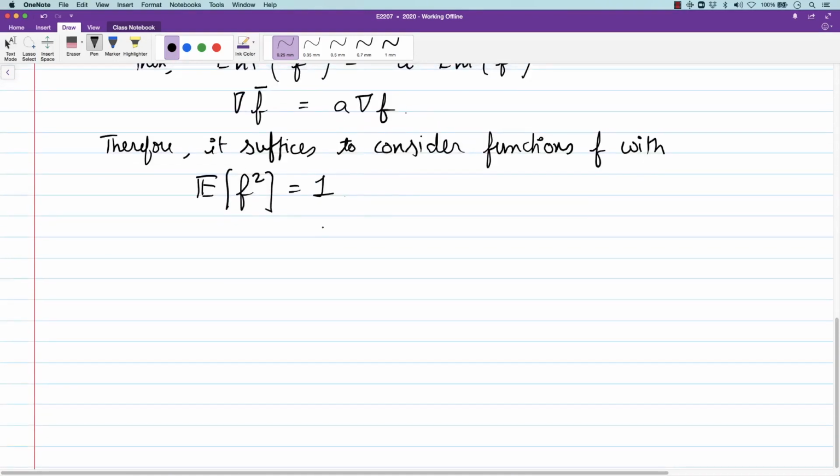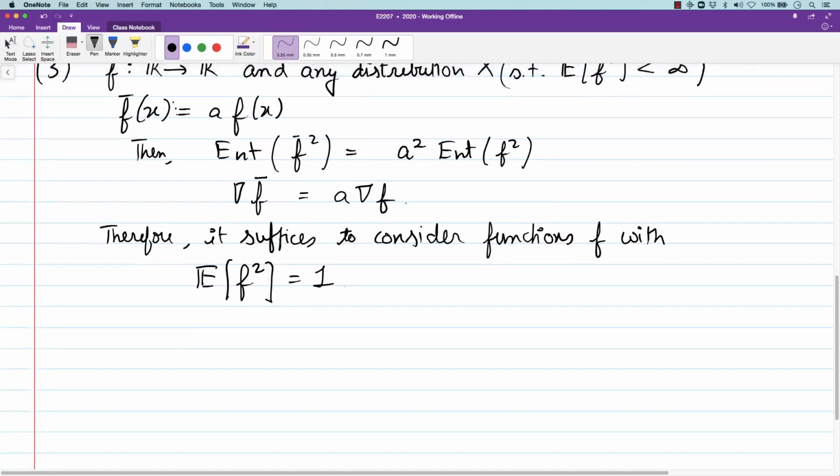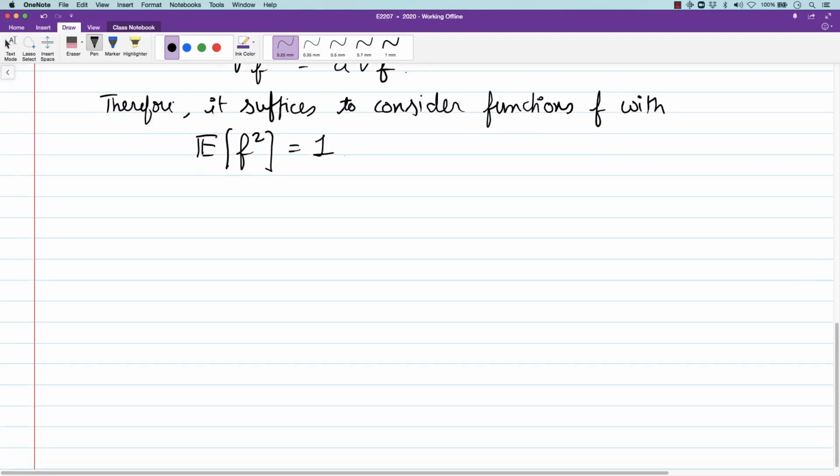Okay, so basically the form we have is the same as the previous one, except that we have the expected value of f squared equal to 1. That's the third form. That one suffices. Okay, so now that we have this simplification, we'll provide a slightly different looking form.